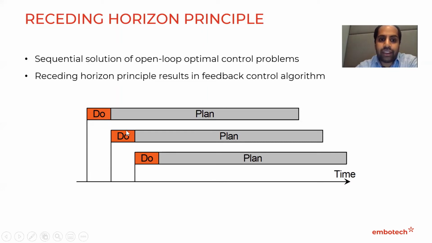And if you do that, because you always take into account your new situation, so this might be your system states, but also your disturbance values, you actually have a feedback control algorithm. And every time you do this planning, this is an open loop optimal control problem, because you plan based on what you know of the future, and you solve it over and over again.